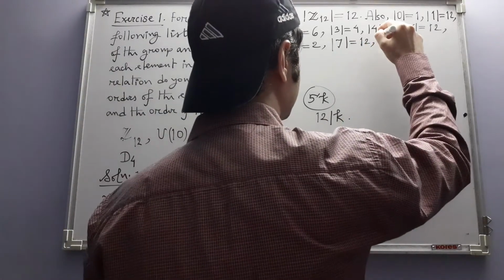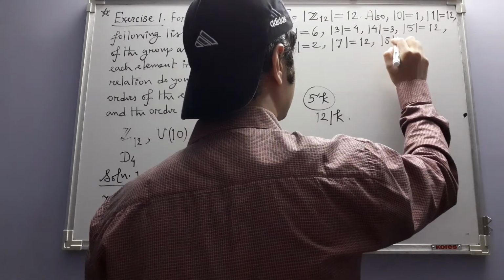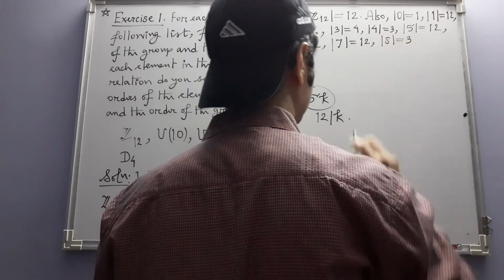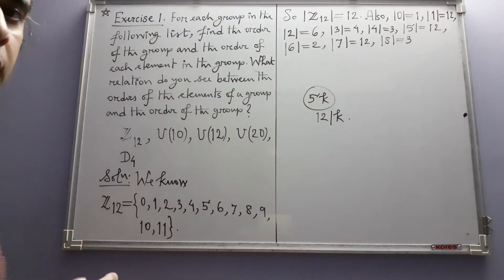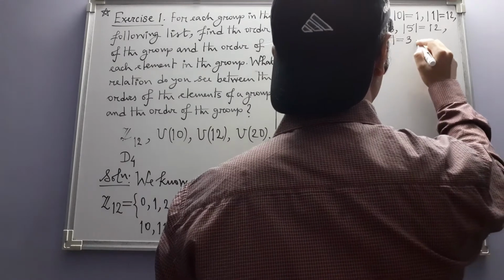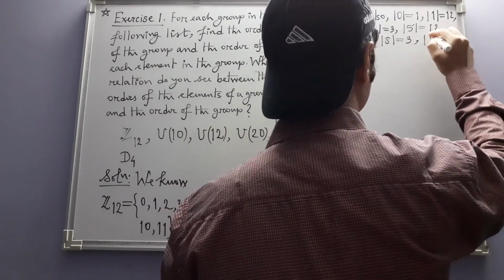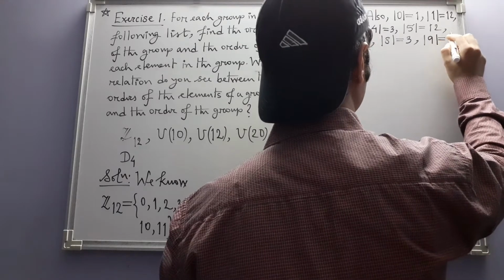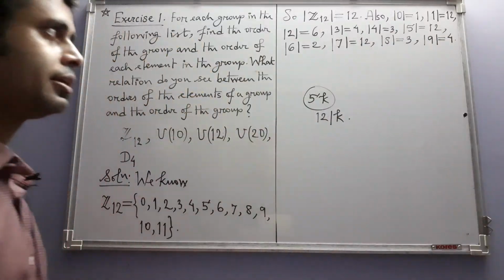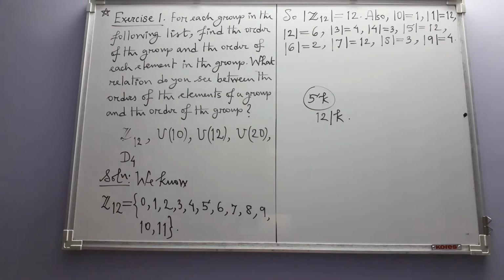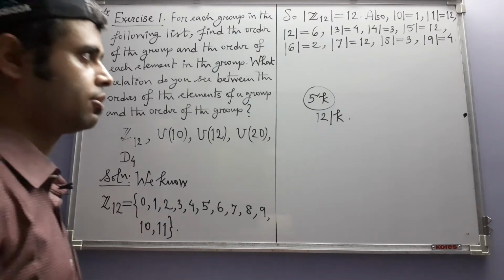Then order of 8 is 3, because if you add 2 8's, then you get 16, which is not divisible by 12, but if you add 3 8's, you get 24, which is divisible by 12. Then for 9 it is 4. Adding 2 9's gives us 18, not divisible by 12. 3 9's gives us 27, that is also not divisible by 12. 4 9's give us 36, that is divisible by 12, so the order is 4.